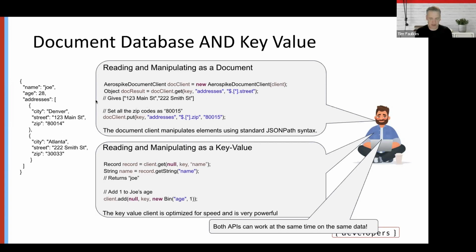I can also do the same thing as a key value. So same data, same record, I can choose to manipulate in whatever language or dialect is most familiar to me or makes the most sense for this data. In this case, I'm just using our native key value database, and it works just fine. There is no constraint on not being able to use these on the same data at the same time.